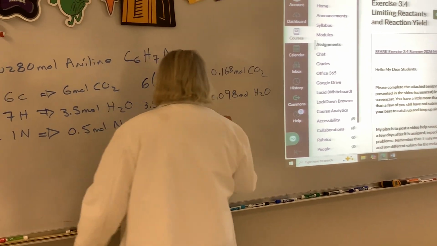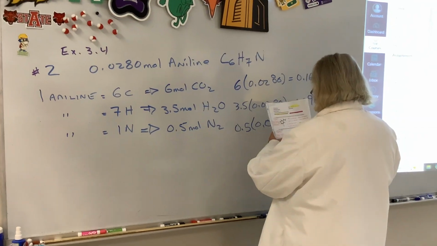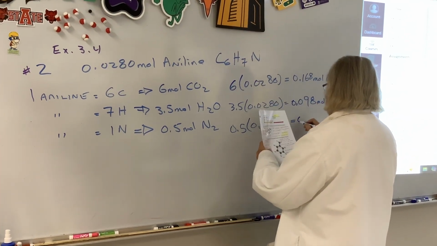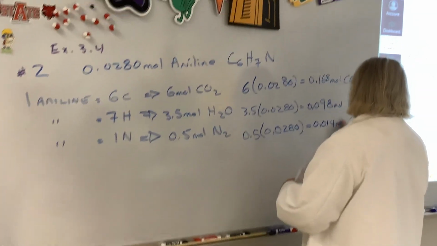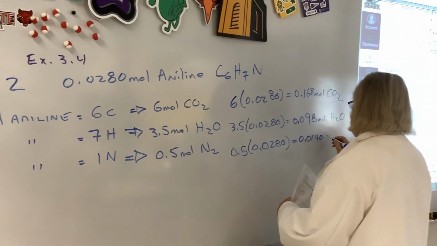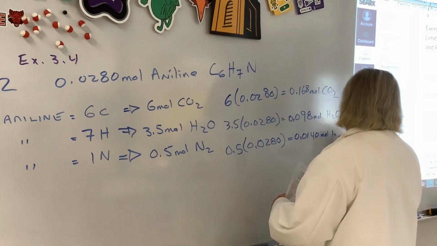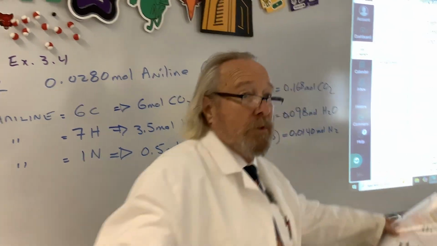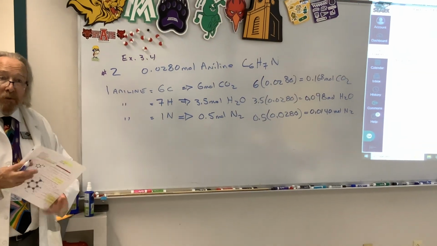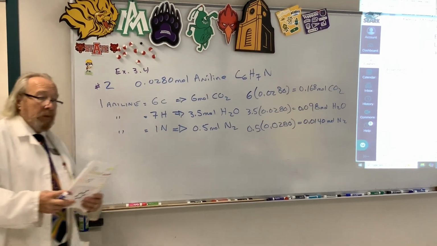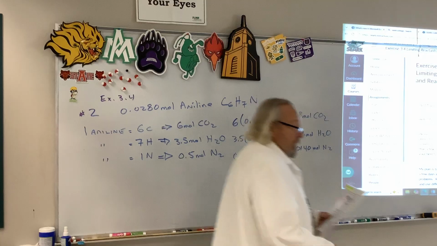So that would be half of 280, make it look like a 0, would be 0.014 mole. Actually, 0.0140 if we want to keep our significant figures, mole of N2. It's the answer to your second one, okay? So, let's do the other 2. I'm going to do them quickly and get through this one.